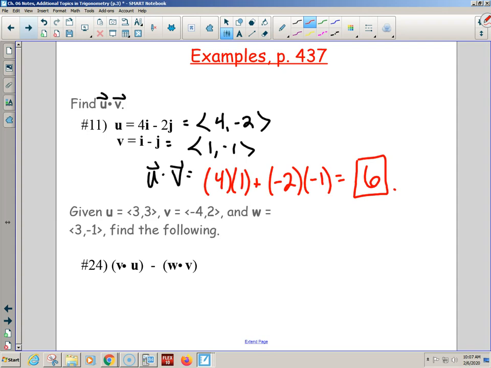Add 2 vectors, get a new vector. Subtract 2 vectors, get a new vector. Multiply 2 vectors, get a number?